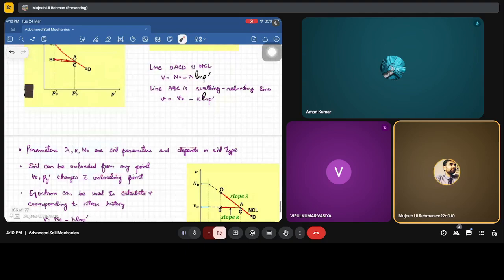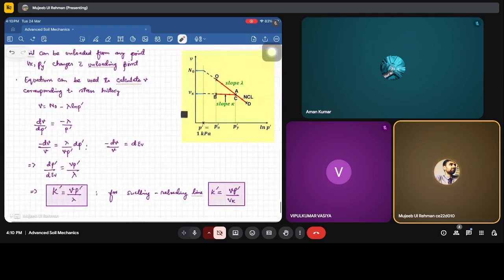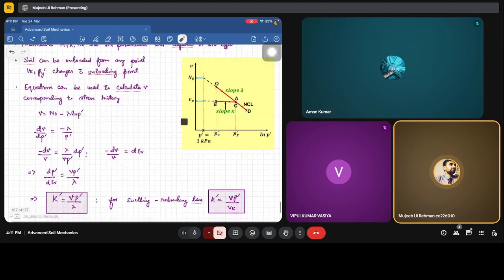Why do we want to bring K' into the equation? Once we do it, we get dp' divided by d volumetric strain is equal to v p' divided by lambda. This change in specific volume relative to the initial specific volume gives an idea of volumetric strain. So this term is equivalent to the bulk modulus K', which is given by v p' divided by lambda. This is the bulk modulus equation for the NCL. And for the swelling reloading line, we have the equation v p' divided by kappa.